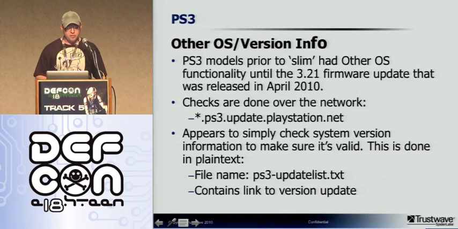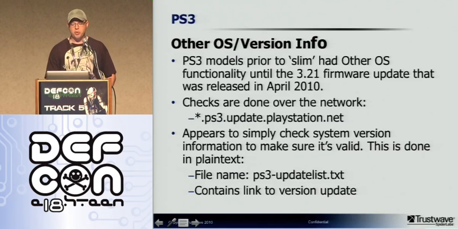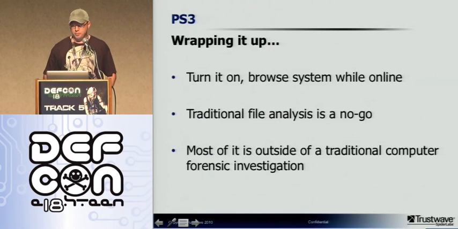Other OS version info. If you had a PCAP dump, you're going to see it go out and check for updates and stuff like that, and it's going to download this PS3 update list.txt, and it'll tell you what version it's running and it'll check. There's a PUP file that you can download. So if any reverse engineers out there want to figure out what's on these updates, it's really easy because you could just go download it right to your PC. Wrapping it up, turn it on, and go.